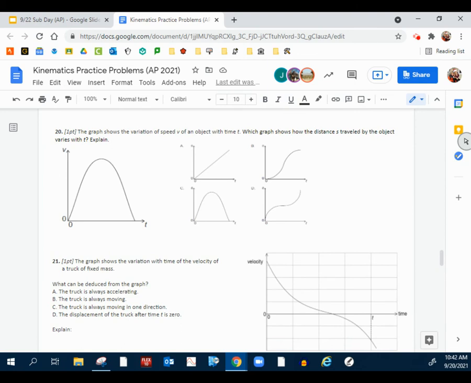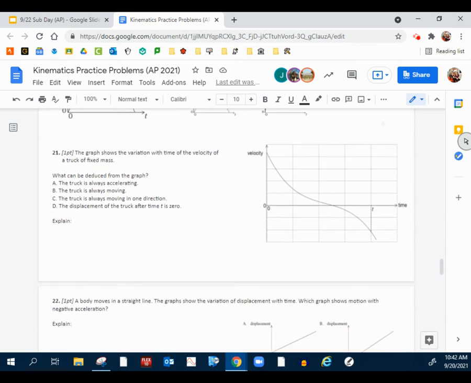This one is showing you a graph of the variation of speed of an object as a function of time. Which graph shows the distance traveled? Notice in this question we have a curve forming. This is your answer. But go ahead and talk with your partners: why, when we have a slope here, would we have a curve here? Talk with your partners and see if we can figure that one out. That's your answer to that. All right. This one here, we notice that there is a slope.